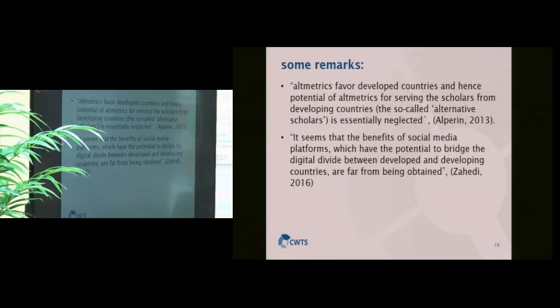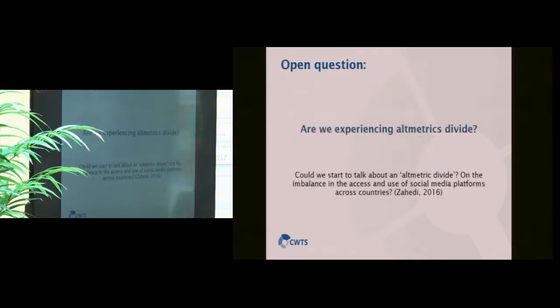Based on this, and based on other studies that have been done, we see that there is a bias, and we should consider that when we analyze altmetrics. Alperin also warned that altmetrics favor developed countries, and hence the potential of altmetrics for serving scholars from developing countries, or the so-called alternative scholars, is essentially neglected. It seems that the benefit of social media, which has the potential to bridge this digital divide, is neglected here. And this brings us to the last slide, with an open question: based on this, are we experiencing an altmetrics divide? I would like to end my presentation with this. Thank you.